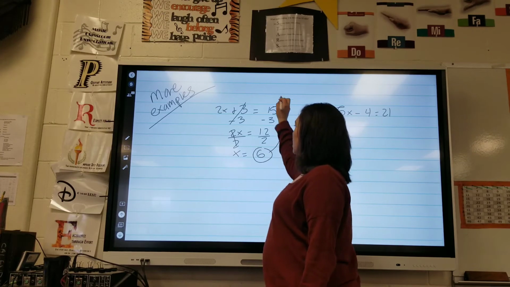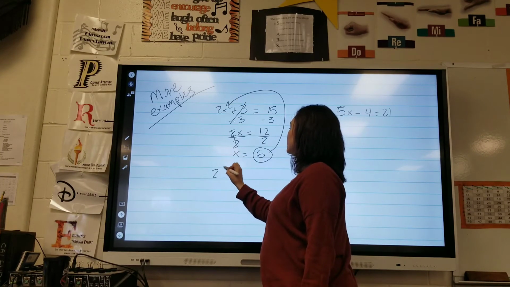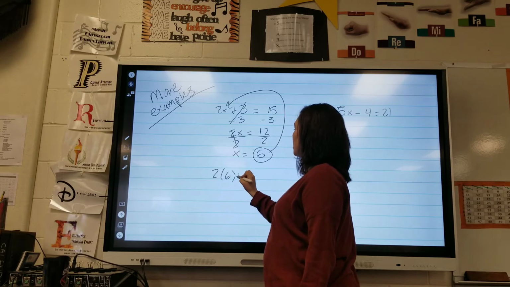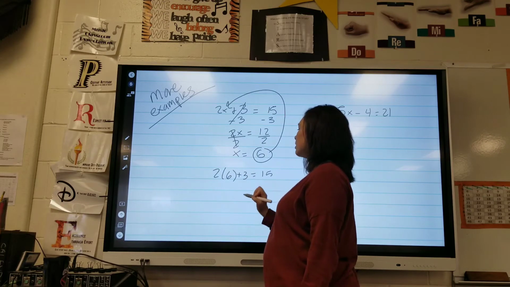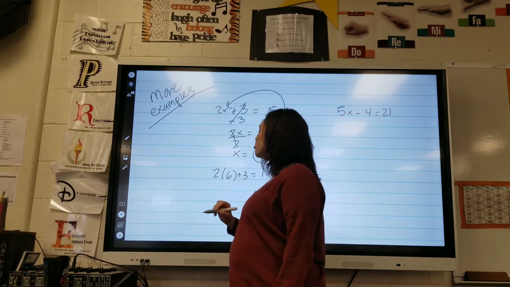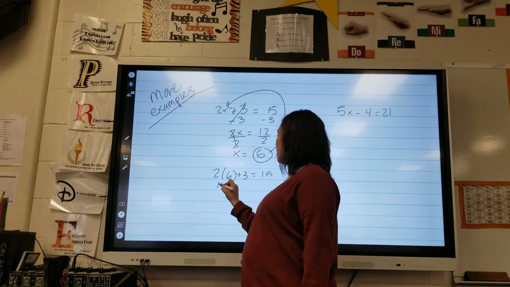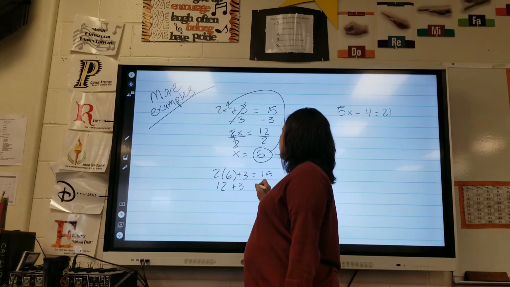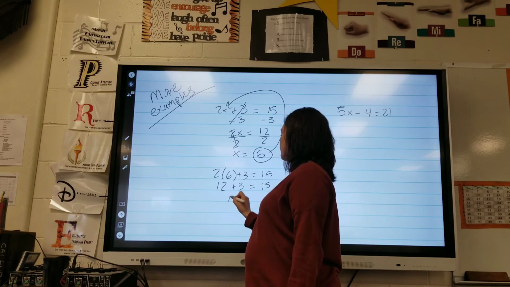Double check, plug it in. 2 times 6 plus 3. Is that equal to 15? Well, let's figure it out. 2 times 6 is 12. If we add 3 to that, it sure enough is 15.